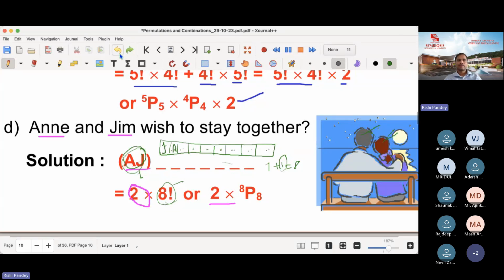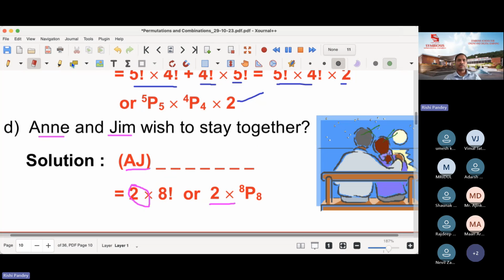Is it clear? So this is the concept. That's why I asked you the question. Very easy question, but requires some understanding. Done? Any doubt? If you want to understand anything, you can always create a box and then think about the positions. Any doubt?